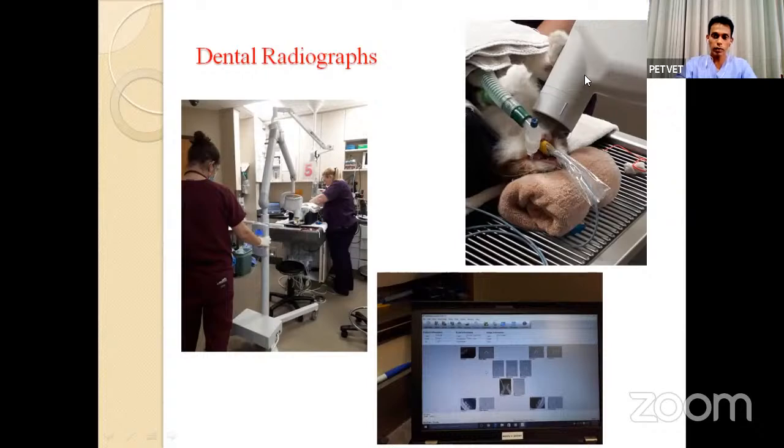So this is a close-up view. This arm, you can place it at different angles. And this is the X-ray plate. It's an intraoral X-ray plate, a digital film. You put it inside at different angles. There is a specific way of taking what is called a full mouth radiograph in dogs and cats. But all these procedures are done under anesthesia, so they are expensive, not cheap.